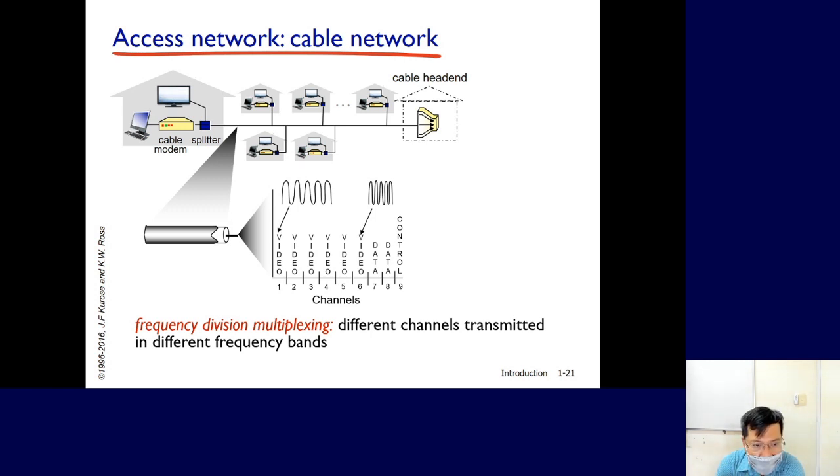On this link, there is frequency division multiplexing. It means that on the same cable, different channels are transmitted in different frequency bands, such as you see in the bandwidth of the coaxial cable. There are 9 channels: 1, 2, 3, 4, 5, 6 for the video, meaning the television channels. And there are 2 channels for data, channels 7 and 8, and another channel for the control of the link.